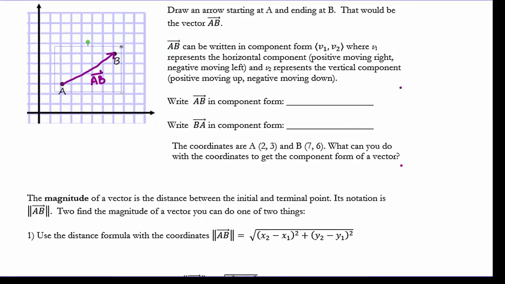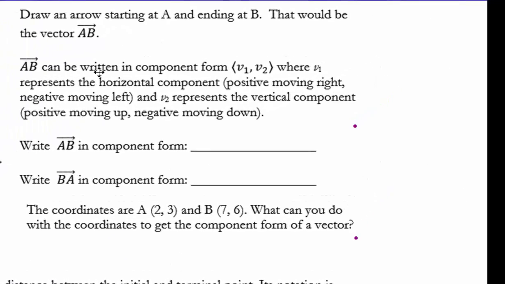AB can be written in component form, using these pointy bracket things instead of parentheses. We can write it as ⟨v1, v2⟩, where v1 is the horizontal component, in other words, how far you move left or right. Positive means you're moving right, negative moving left. And v2 represents your vertical component. Positive means you're moving up, negative means you're moving down.